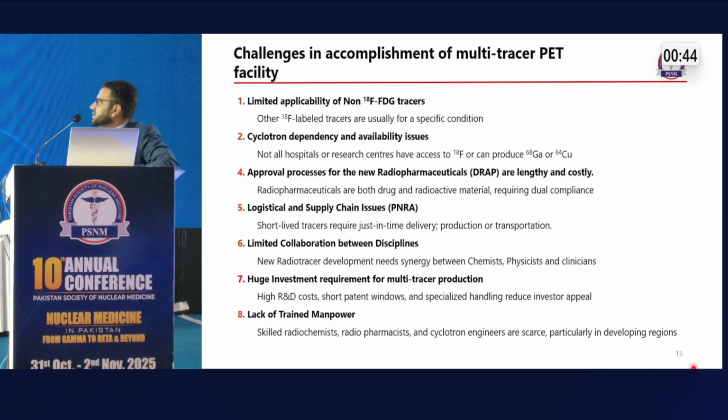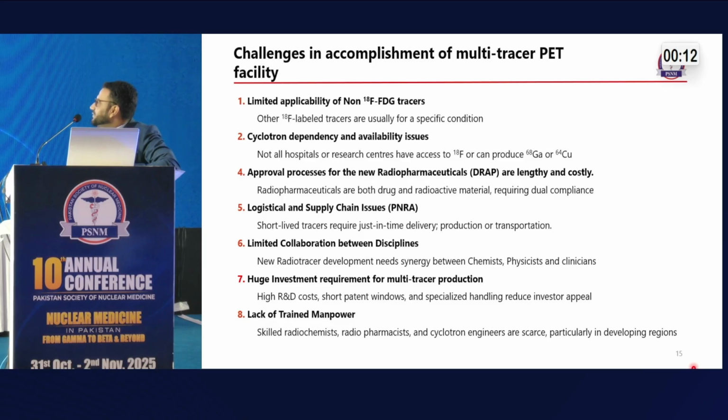Then the second issue we have is the cyclotron dependency. One thing is the fluorine-18 labeling. Everywhere when we get a cyclotron, everyone focuses on fluorine-18. But the same cyclotron can be used for gallium-68 and copper-64 production. I would like to focus on this point. You actually have the instrument, so just use it properly to produce gallium-68 and copper-64. It's only a little bit of effort, but it can be done.